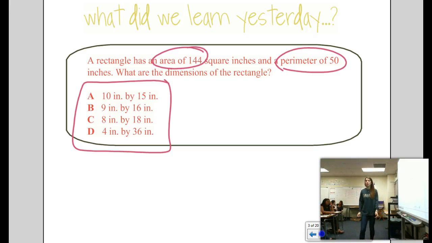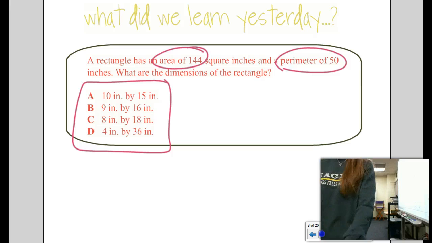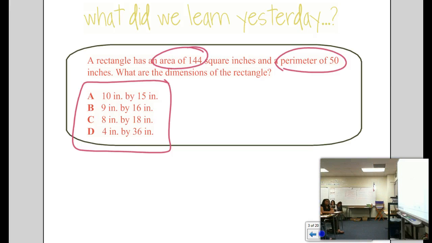Area, this is not on your notes page. This is just like, hey, what did we learn yesterday? Did we actually learn it? Louis M., what do you think we should do to start this problem? No, let me rephrase that. If 144 is the area of a rectangle, how do you get area of a rectangle?